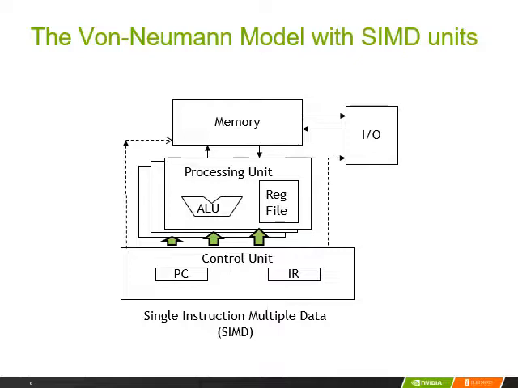This slide shows a slight extension to the von Neumann model to implement a single instruction, multiple data execution unit. So instead of having one processing unit, we have multiple processing units in the middle of the picture. And all these processing units are controlled by the same control unit. So the same control unit can fetch an instruction but it will control multiple processing units, and each of these processing units can manipulate a different piece of data and access different parts of the memory.